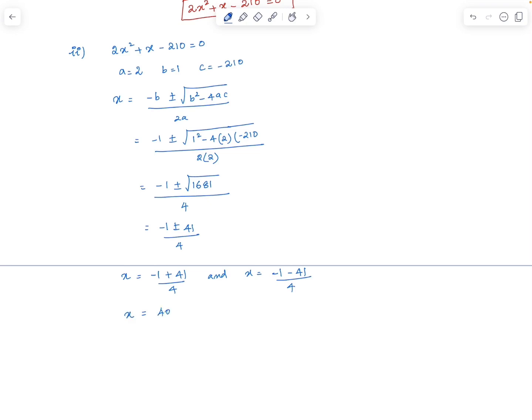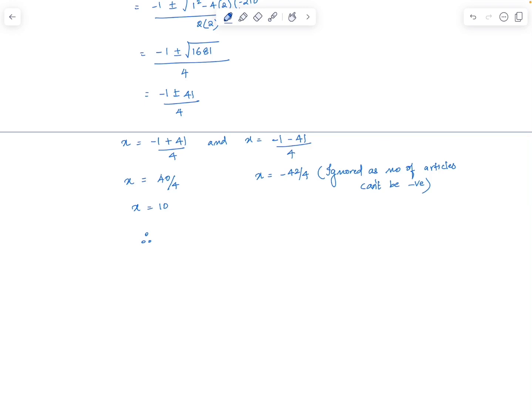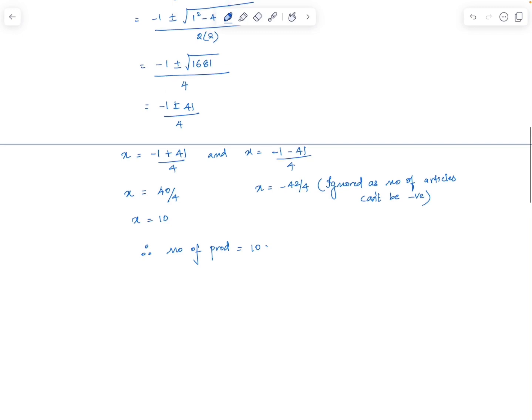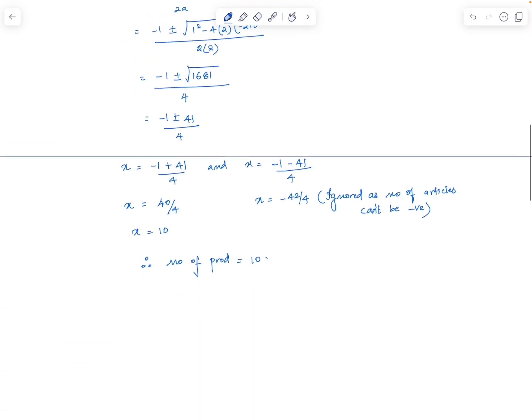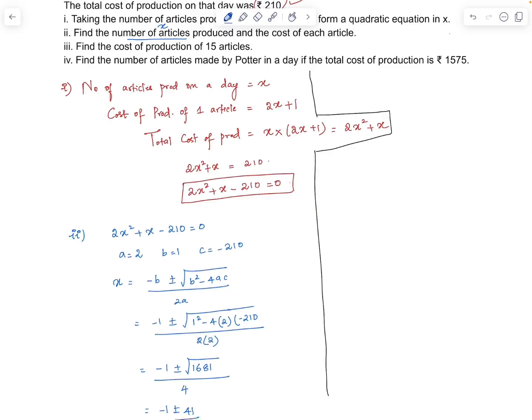x is 40 by 4, which is 10. Then for the second value, x is minus 42 upon 4. This is ignored since number of articles cannot be negative. Therefore, number of articles produced is equal to 10. For this, we have to get the cost of production also. Cost of production is 2x plus 1. That is rupees 21.